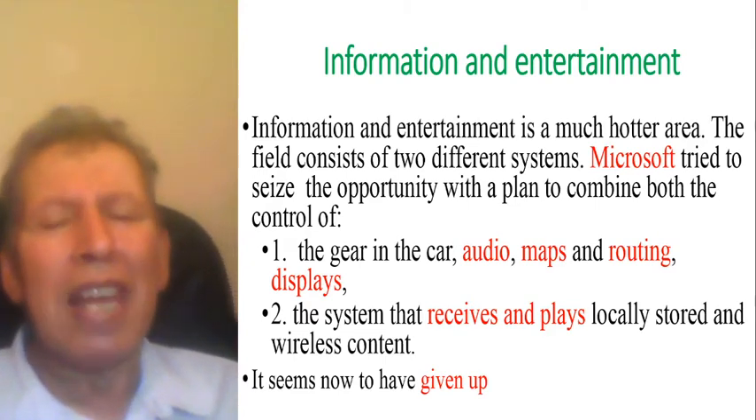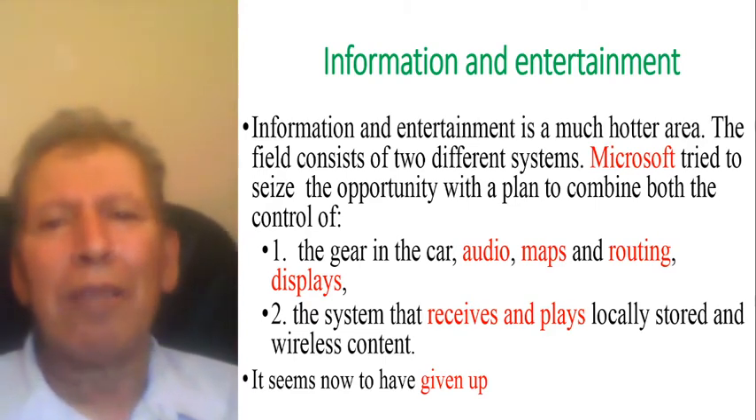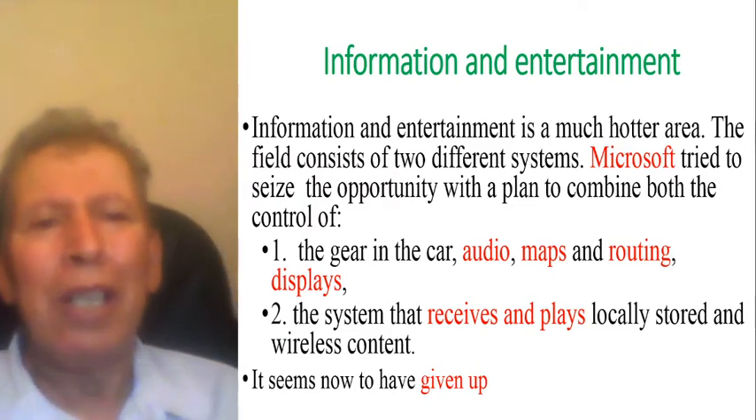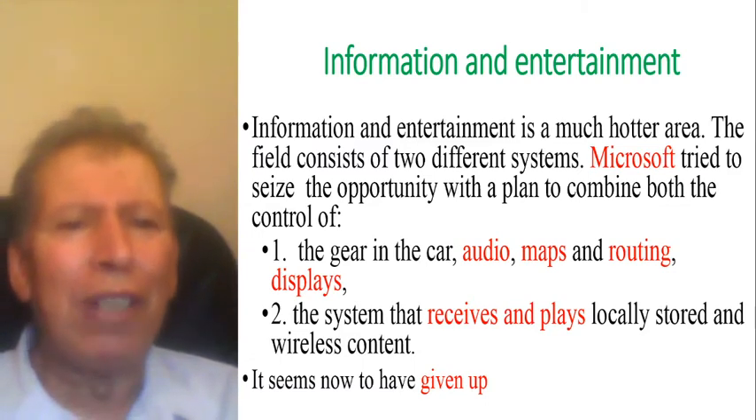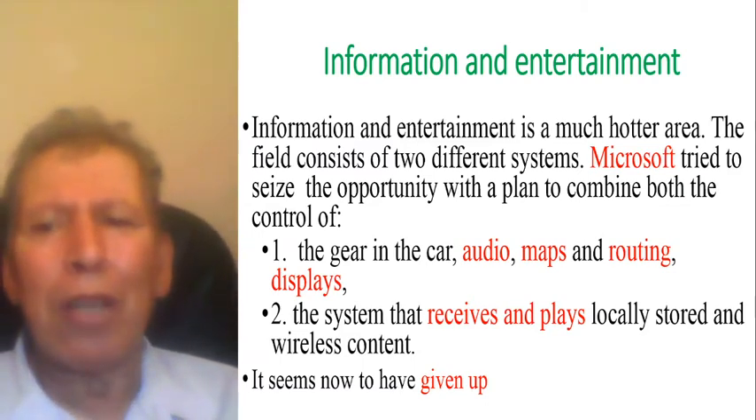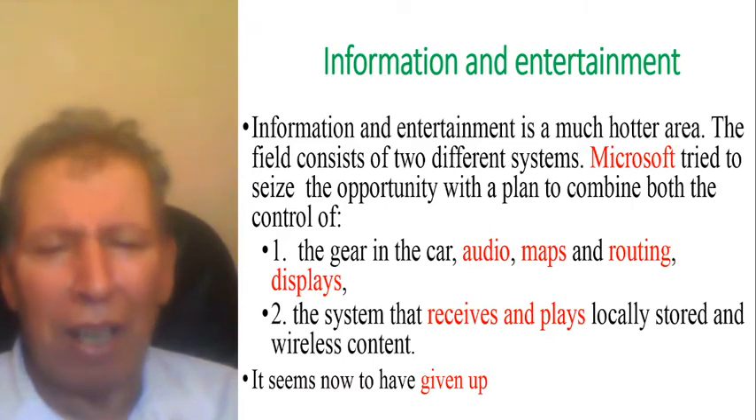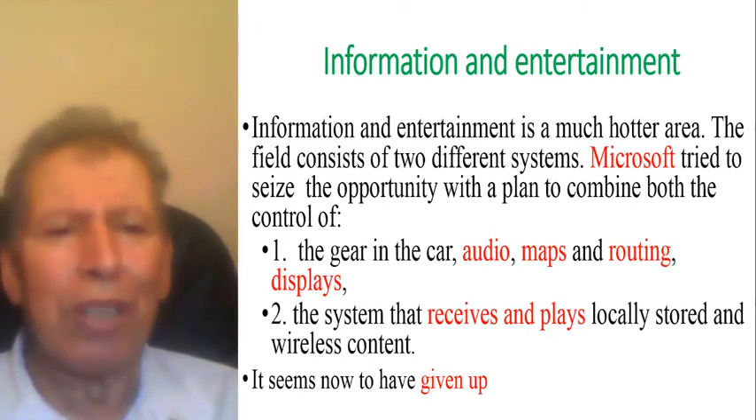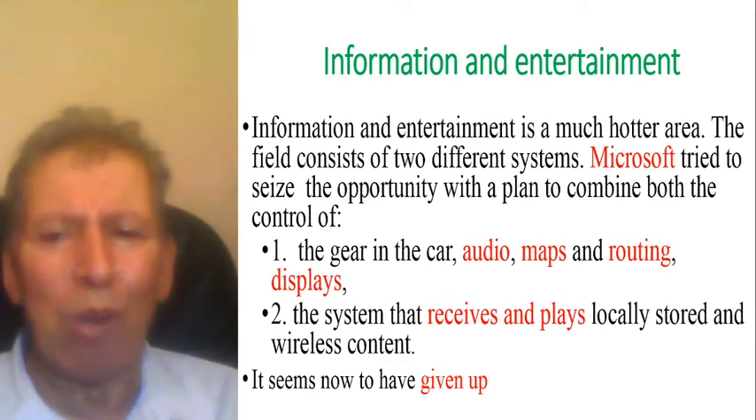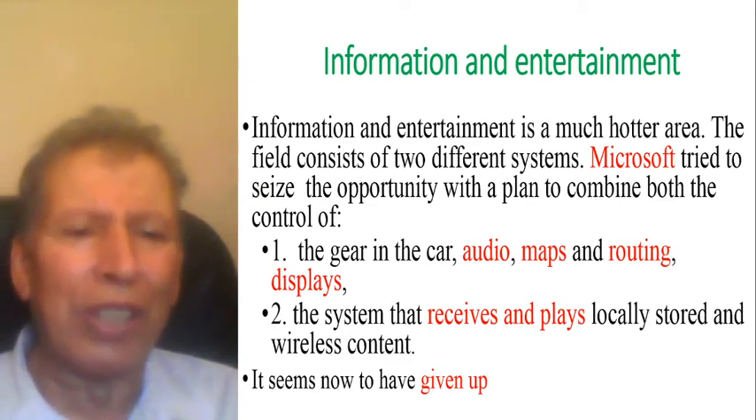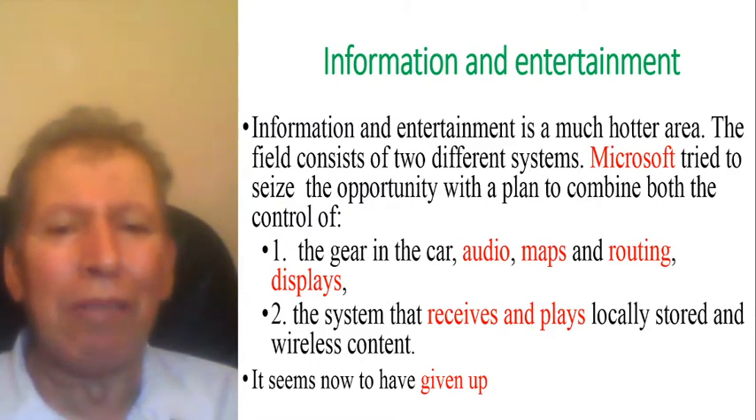Information and entertainment, as I said, is the area where the automobile of the future will work. Information and entertainment is a much hotter area. The field consists of two different systems. Microsoft tried to seize the opportunity with a plan to combine both the control of the gear in the car, audio, maps, routing, and displays, and two, the system that receives and plays locally stored and wireless content. It seems now to have given up.